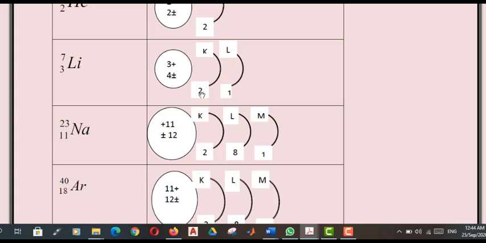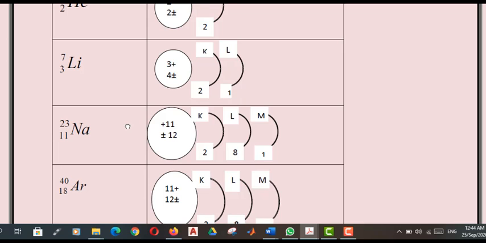Okay? So how many electrons do we have left? We have 3. Here we put 2. So we have 1 electron left. The 1 electron, we will put it in the second energy level L. The second energy level takes the 1 electron left.